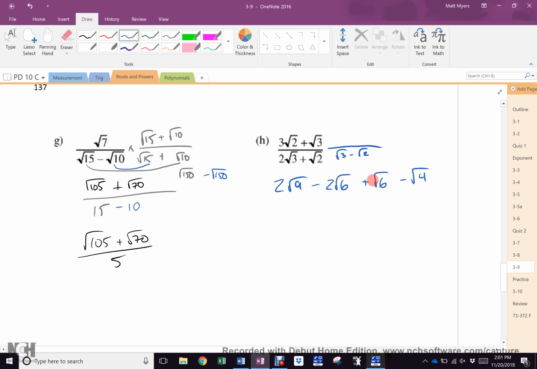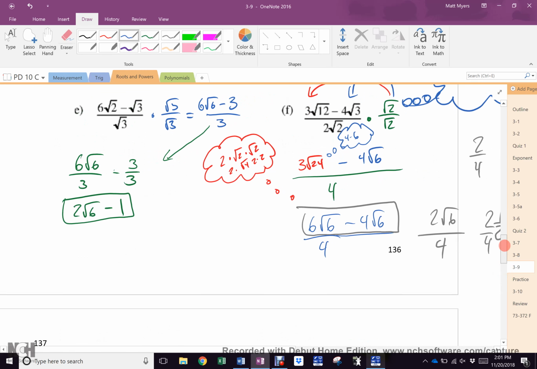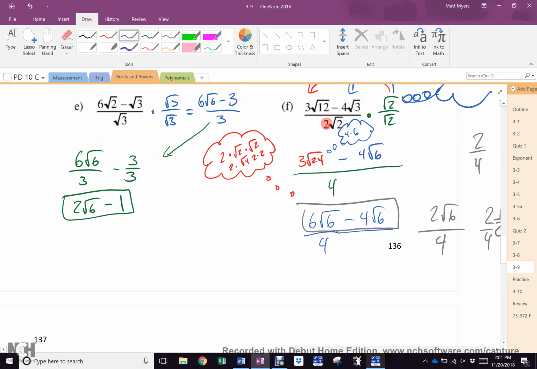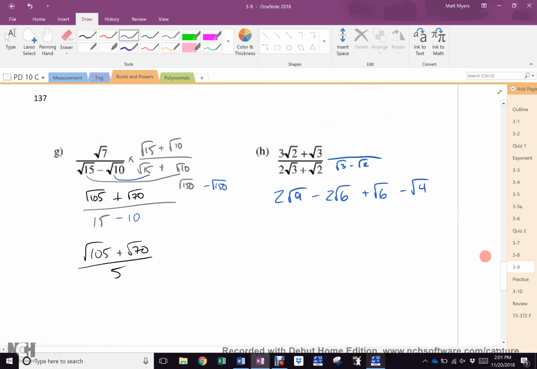No. So, when we had no coefficients, we could leave it the same. When we had a monomial, we could ignore the coefficient. What is different in H? It's a binomial with a coefficient. So I have to keep it, because watch what happens now. 2 times 2 is 4 root 9, right? Minus 2 root 6. Now look what happens here.